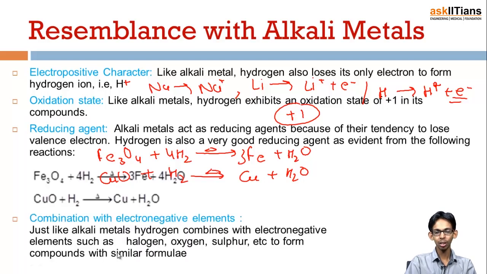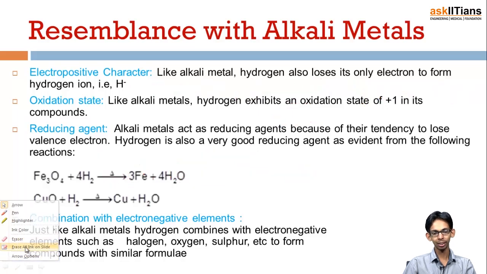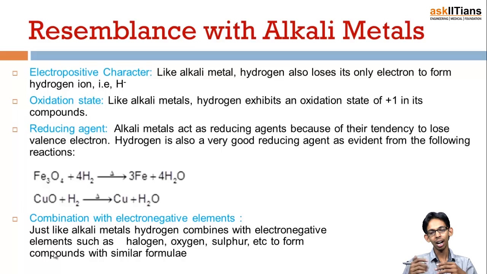Okay. The next is combination with electronegative elements. Just like alkali metals, hydrogen combines with electronegative elements. We know all metals are electropositive in nature, so they can easily combine with electronegative elements to form ionic compounds. So just like alkali metals, hydrogen also combines with electronegative elements such as halogen, oxygen, sulfur, etc. to form compounds with similar formula.